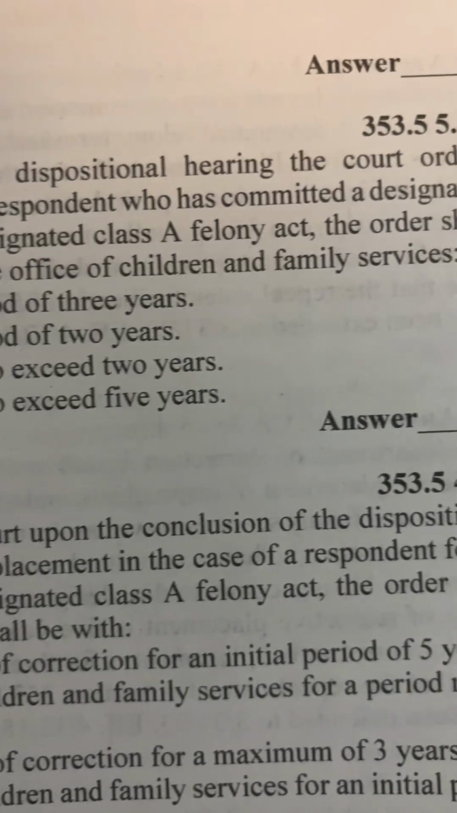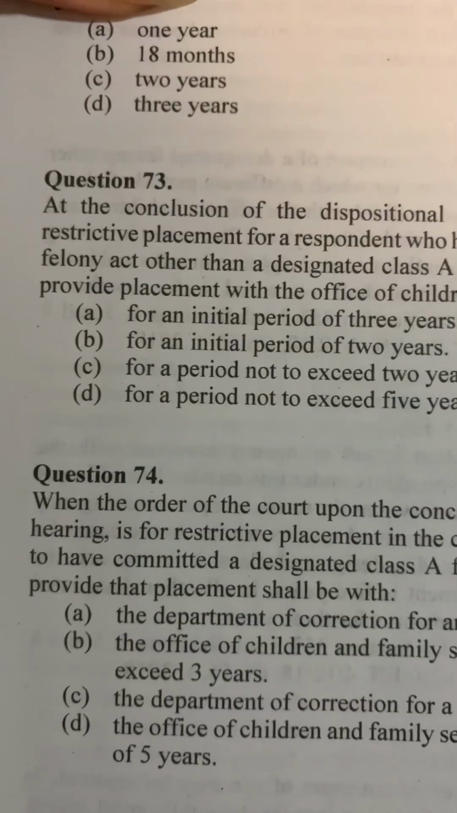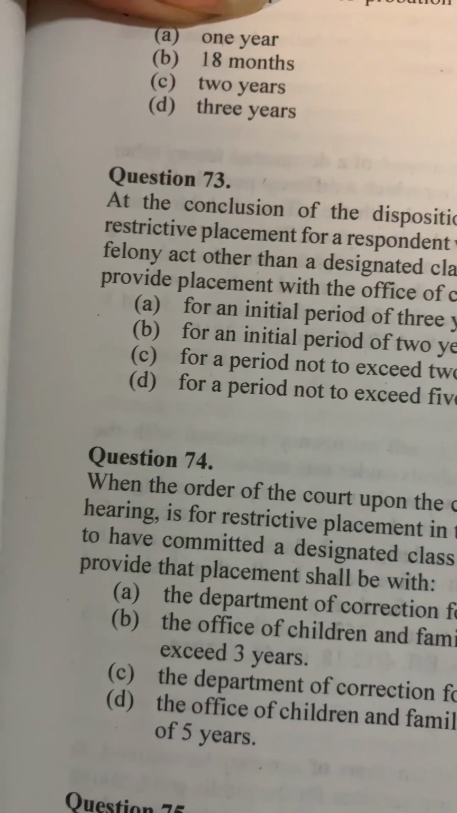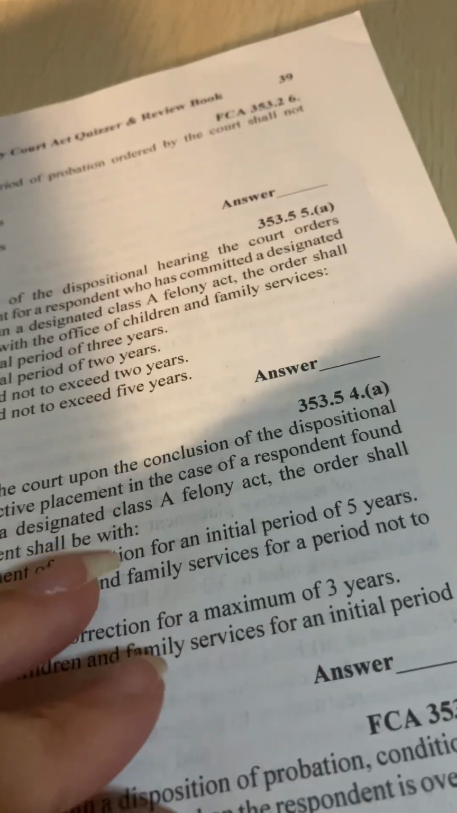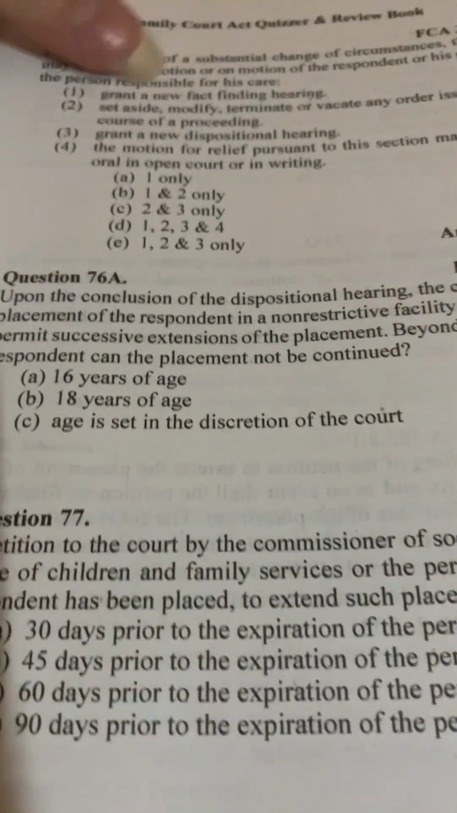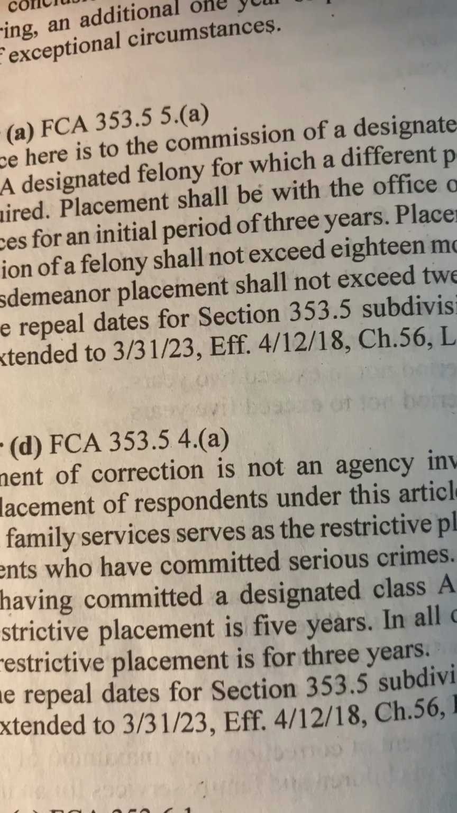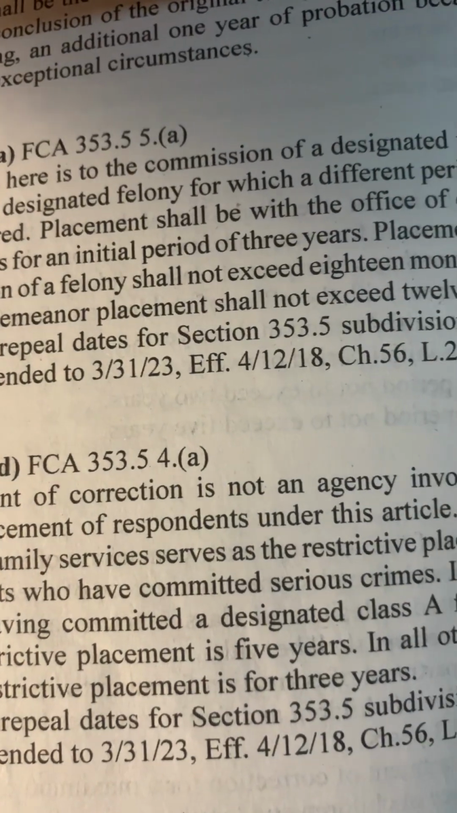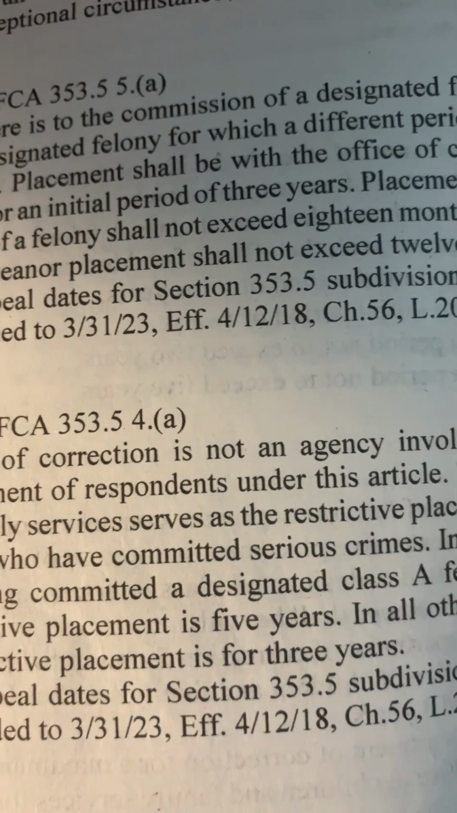At the conclusion of the dispositional hearing, the court orders restrictive placement for a respondent who has committed a designated felony act other than a designated Class A felony act, the order shall provide placement with the Office of Children and Family Services for initial period of 3 years. Okay, so the reference here is to the commission of a designated felony other than a Class A designated felony for which a different period of placement is required. Placement shall be with the Office of Children and Family Services for an initial period of 3 years.